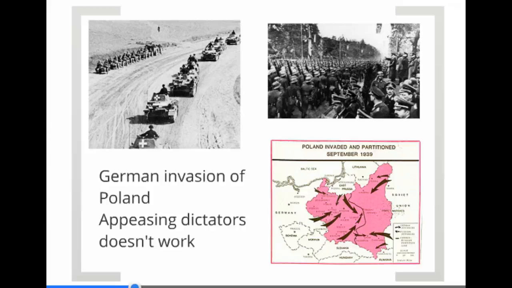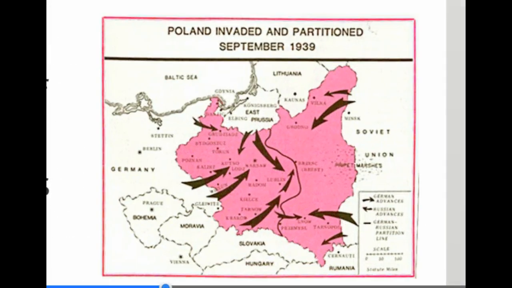But in fact, you cannot appease a dictator. Appeasing dictators does not work. So within about a year, just about a year, we can see here that Germany headed east and invaded Poland.